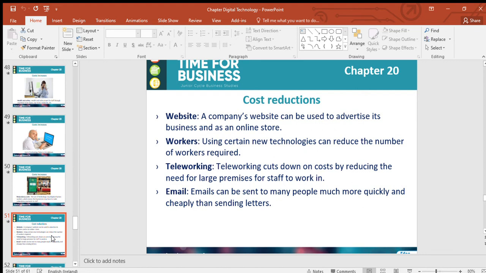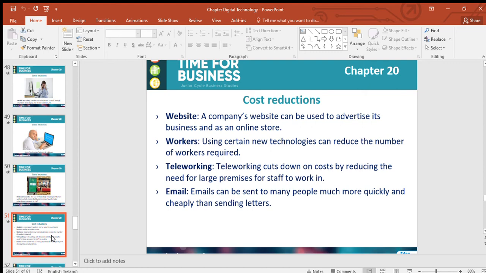Cost reductions. So a company's website can be used to advertise its business as an online store rather than maybe paying elsewhere to advertise. You could use your own website. Workers: certain technologies can reduce the number of workers required. Again, we've seen that many times over, talking about SuperValu checkouts and things like that. The technologies can reduce the amount of money you'll pay for employees, for labor.